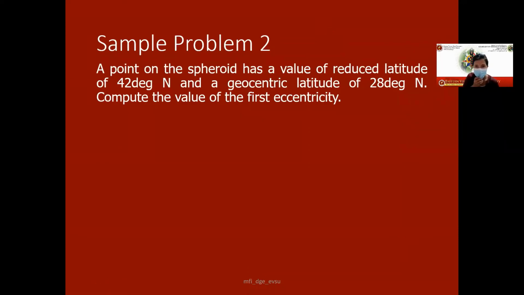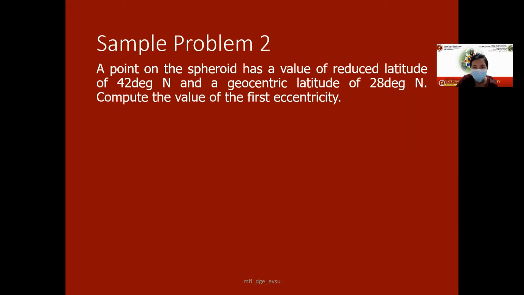Okay, let's have another example. A point on a spheroid, so it's no longer a sphere, it's a spheroid. The point has a value of reduced latitude of 42 degrees north and a geocentric latitude of 28 degrees north. Now compute the value of the first eccentricity. So we are going to determine first the given, then what is being required, before we go to the solution.